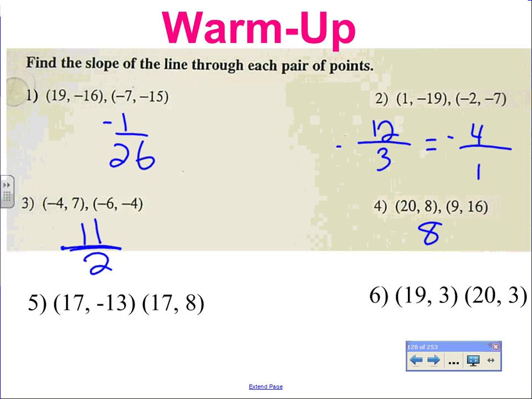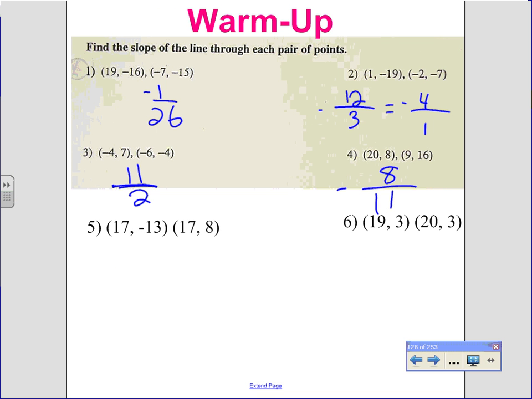Abigail, number 4. Good job. 8 over negative 11, and the negative can be in the middle of the fraction or the top or at the bottom. I know Ms. Wingrove told you that yesterday. Neil, number 5. No, careful. Good. So 21 or negative 21 over 0, depending on what you started with, whether it was this point or this.